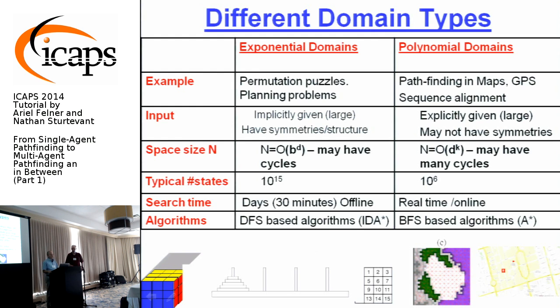Algorithms: usually for exponential domains, algorithms are DFS-based or IDA star, especially if I want to go much more beyond memory. While for polynomial domains, usually open list based or BFS based or A star based algorithms. This is, of course, a very coarse division, and there are many, many exceptions.